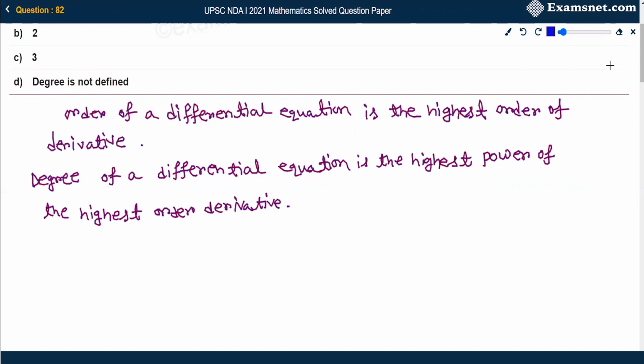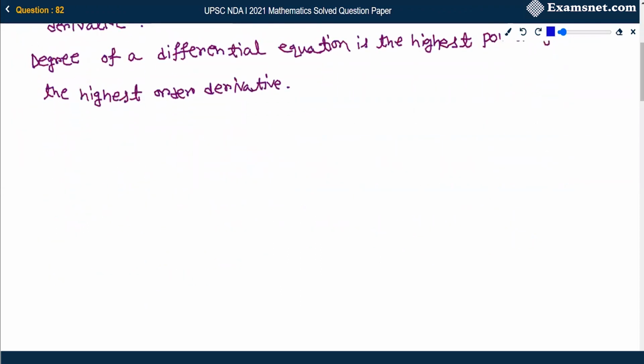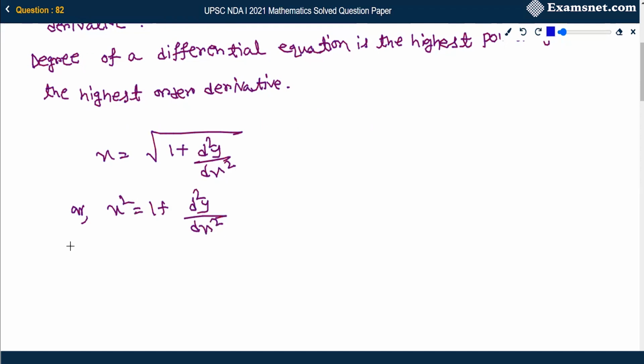Okay, now here the equation is being given x equals root under 1 plus d2y by dx2. So here we can see there is a square root. First, to get rid of this radical, we need to square both sides. If we square both the sides, we will get x square equals 1 plus d2y dx2. So here the highest derivative in it is d2y dx2. Therefore, its order is 2 because it is a second order derivative.